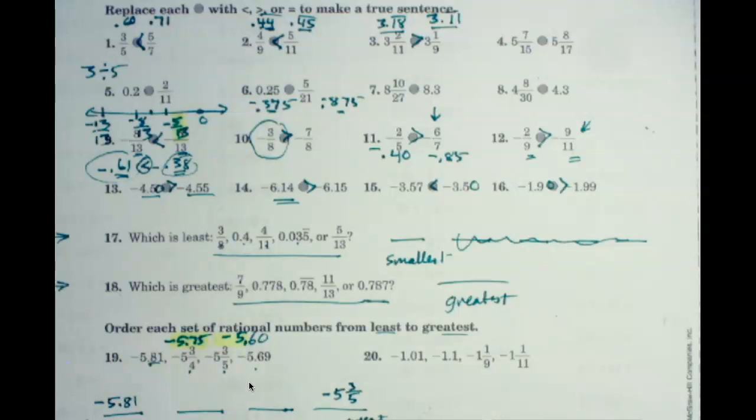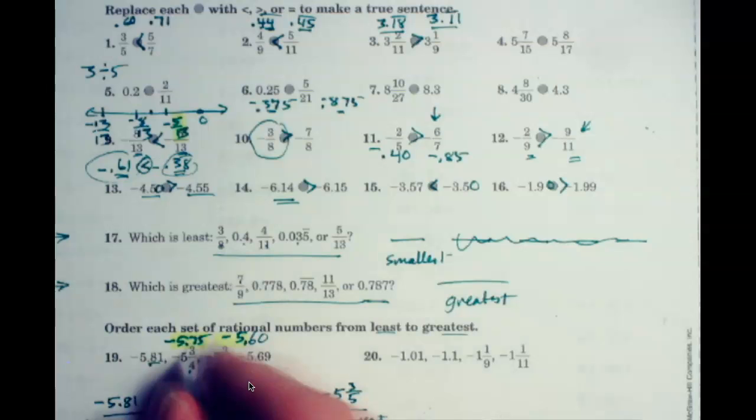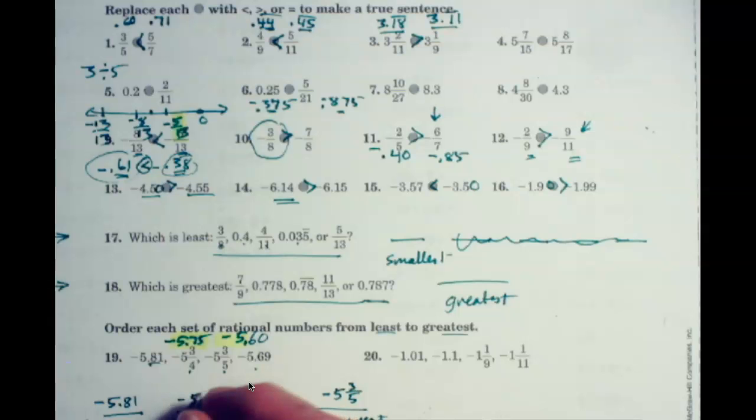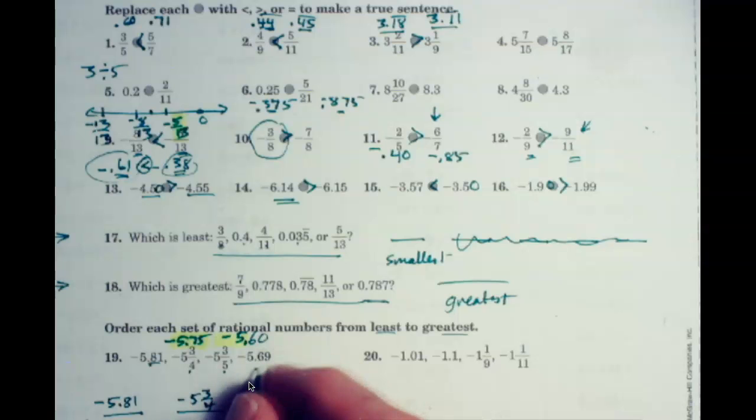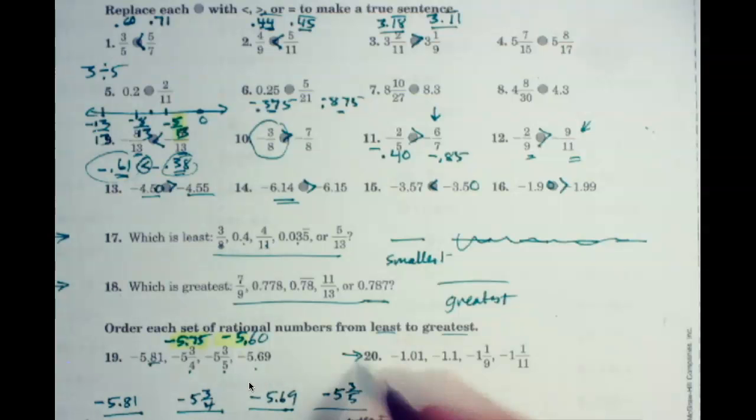Now, what's the next most negative? Well, it looks like negative 5.75. So put that in its original form, negative 5 3/4. And then this one here, negative 5.69. There we go. So you can go ahead and do this one here by yourselves.